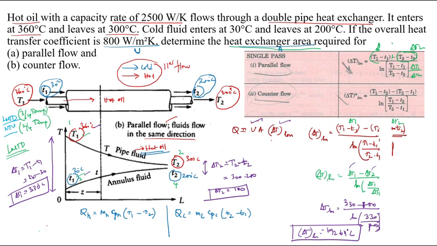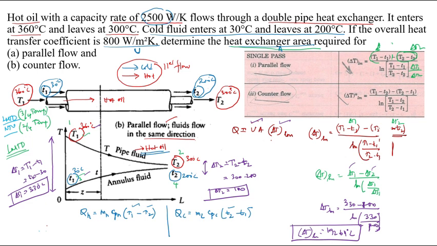Here we know T1, T2, T1, T2, but we don't know the mass of the cold fluid. Here only the cold fluid temperature is given. The specific heat and mass are not given. But for the hot fluid, the temperature is given, and one term is given. So what is that one term? Here that is 2500 watt per Kelvin. That is called the capacity rate.